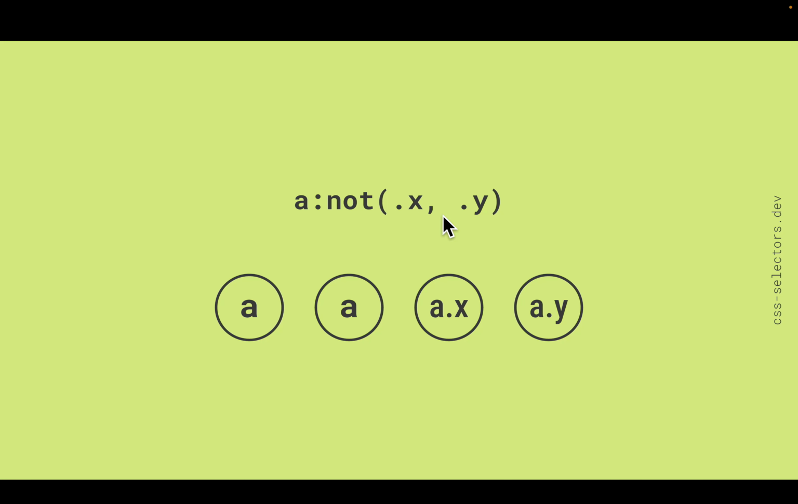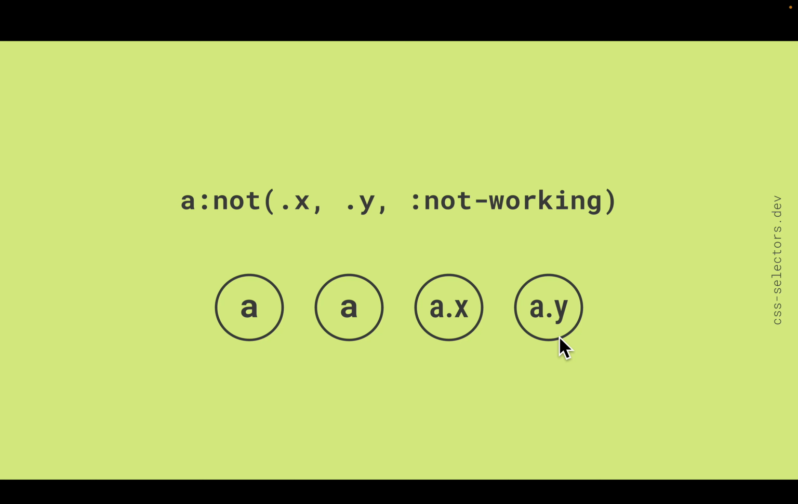Cool. We can also add multiple selectors as arguments. So in this example, we are going to use the X and Y classes as the arguments, and it will select all A elements except those with X or Y classes.